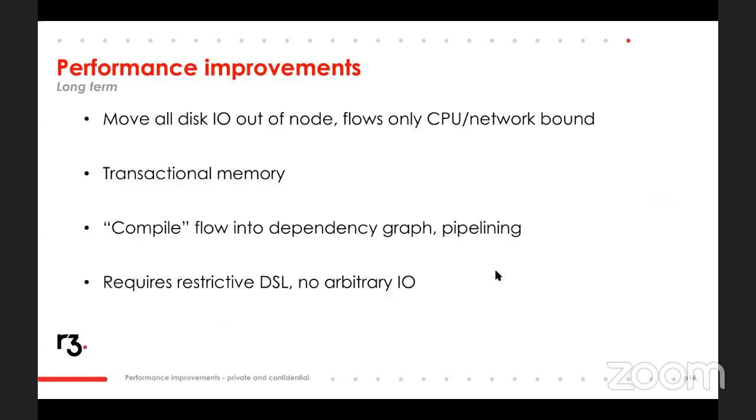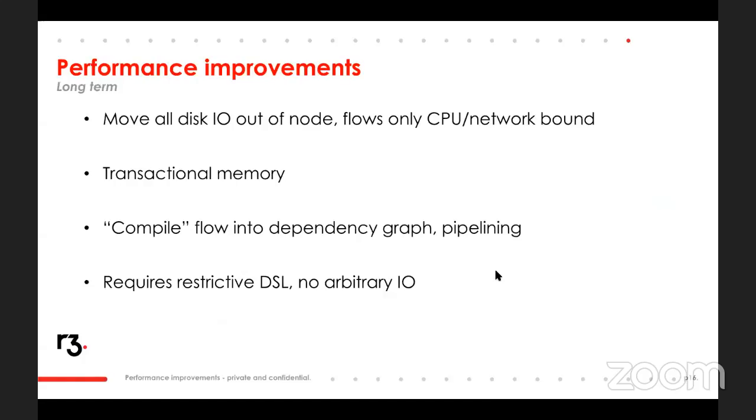This is the last slide. I just wanted to briefly discuss a really long-term vision of how really high performance could be achieved. And the first step would be to move all disk I/O out of the node and basically make the node completely CPU and network bound. So this would require moving the broker out of the node. This would require moving the database out of the node, and basically have everything separate and horizontally scalable.